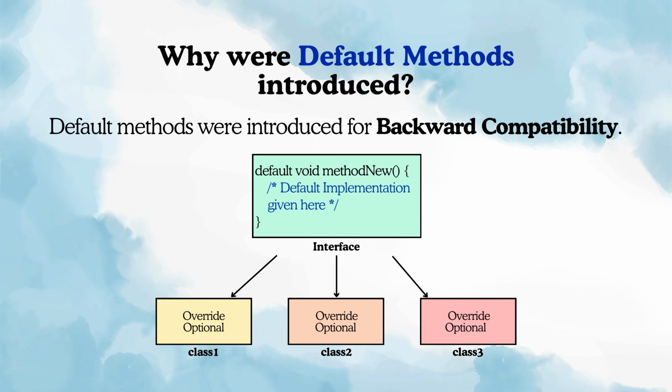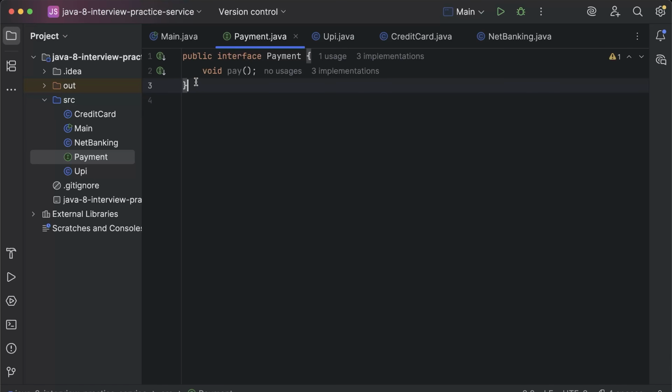If a child class wants to override the method and give its own implementation, it can do so. If not, the default method implementation defined in the interface will be used automatically. This means no changes are required in the existing implementing classes. Alright, so let me show you. I have an interface named Payment, and it has this method void pay. This is an abstract method which has no implementation.